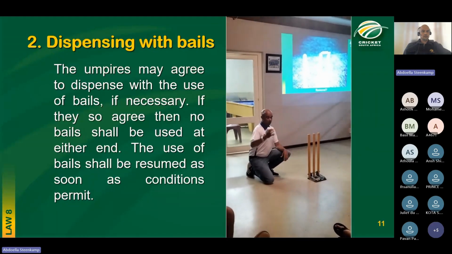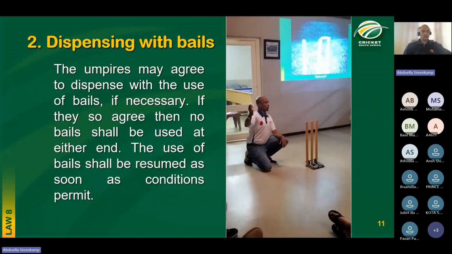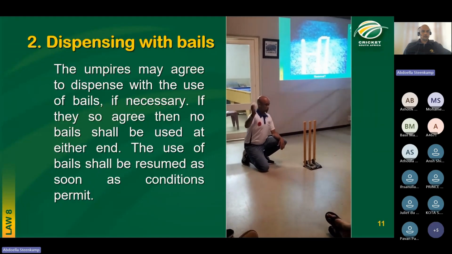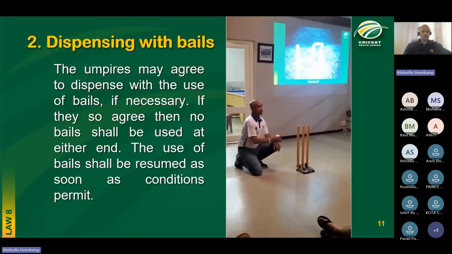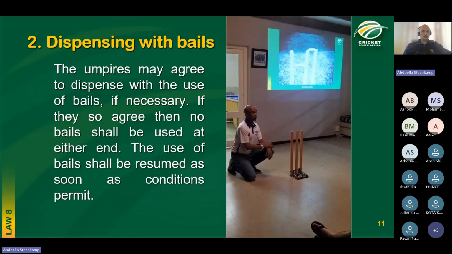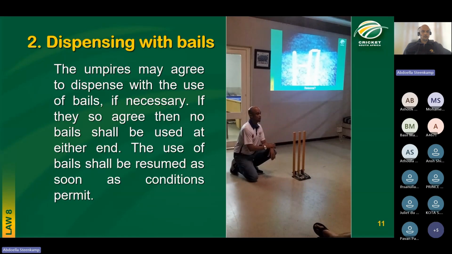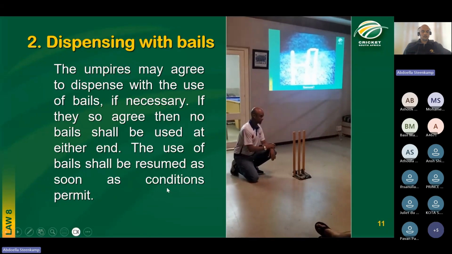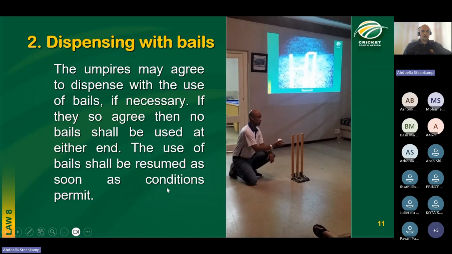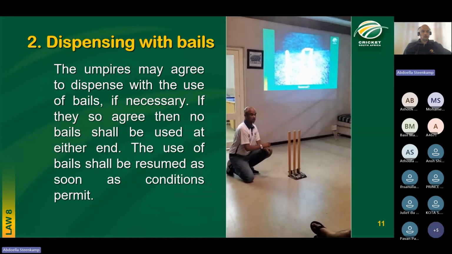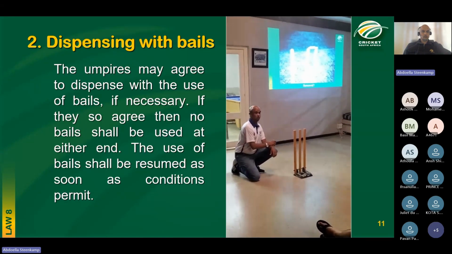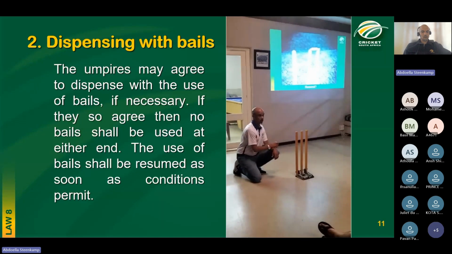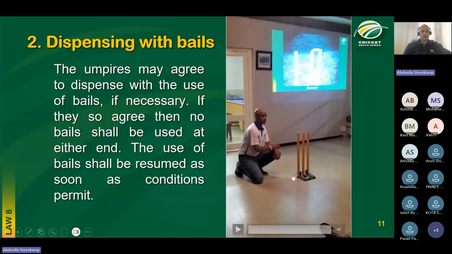What you need to do is go and consult your colleague. Ask your colleague, did he hit the stump? Yes or no? If you're not sure, what do you do as umpires? Benefit goes to the batter. You must be 100% sure that either of you saw the ball at least touching the stumps. If not, give the benefit to the batter.